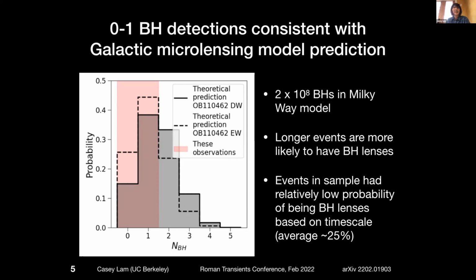The way we combine the results from the previous slide to here is that in this model, longer events are more likely to have black hole lenses. And the reason that it's more likely that we have fewer black hole detections is that the different events in the sample had a relatively low probability of being black hole lenses just based on their time scale. So based on this small 5 sample detection, we're currently still consistent with 100 million black holes in the Milky Way.